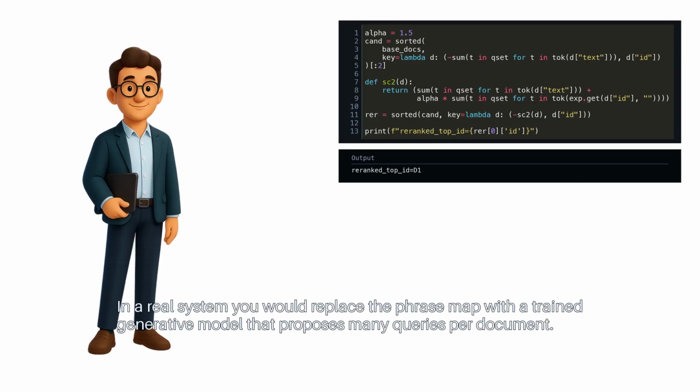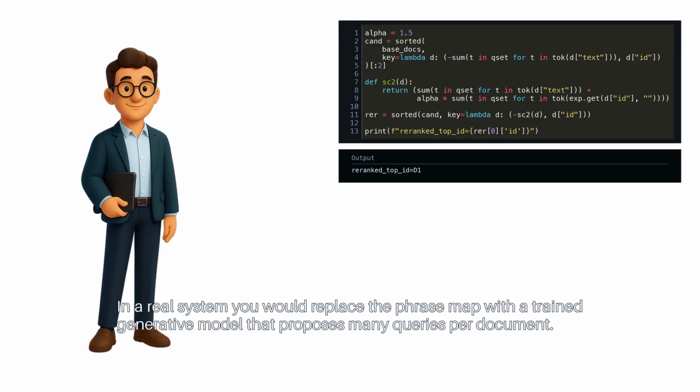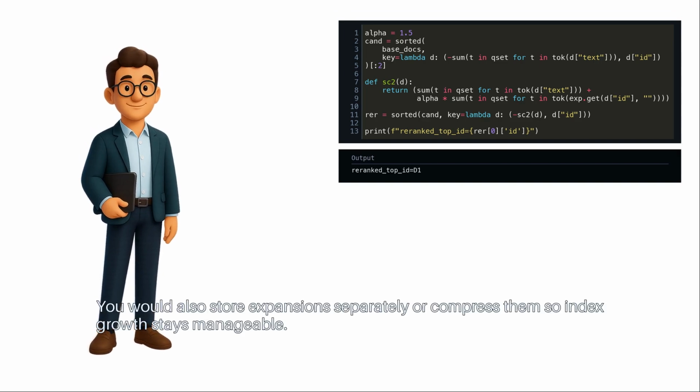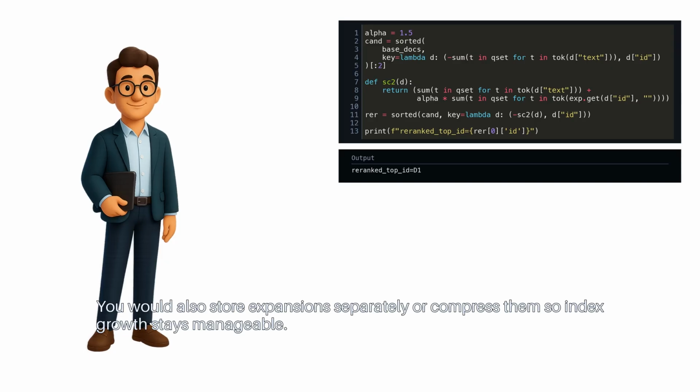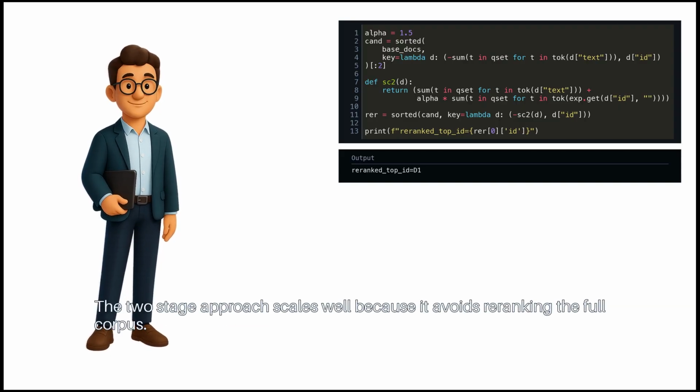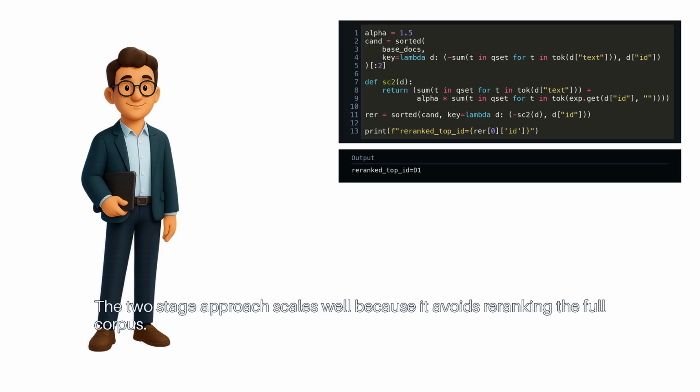In a real system, you would replace the phrase map with a trained generative model that proposes many queries per document. You would also store expansions separately or compress them so index growth stays manageable. The two-stage approach scales well because it avoids re-ranking the full corpus.